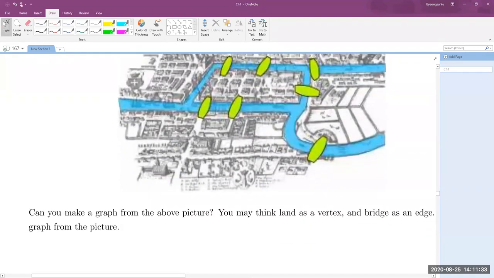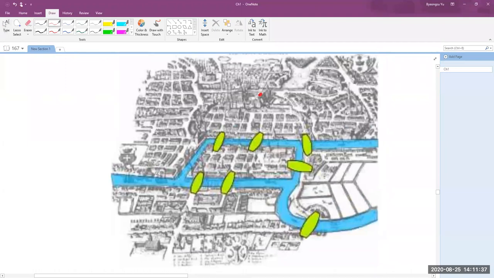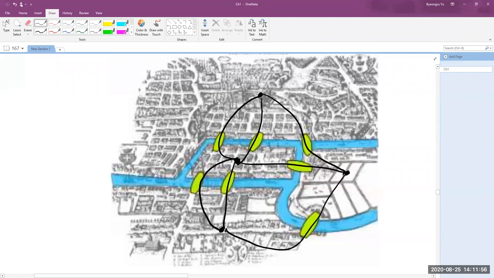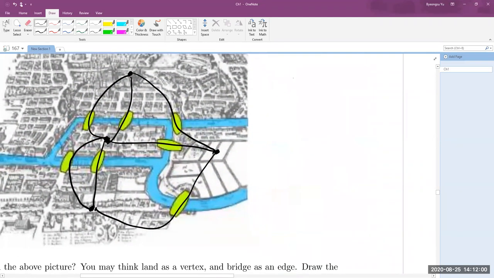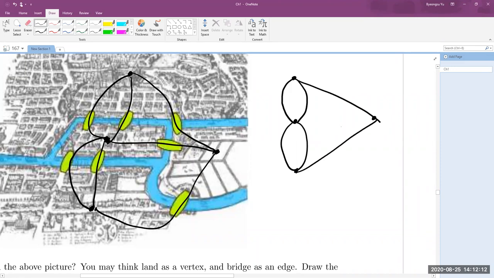As said earlier, we can think of it as a graph, and you can think of these bridges as edges. So you can draw a graph, which actually looks like this. If you write it more clearly, the graph looks like this. And the problem is, can we cross all the bridges exactly once, right? It means, can we find an Eulerian circuit or Eulerian path on this city, right?